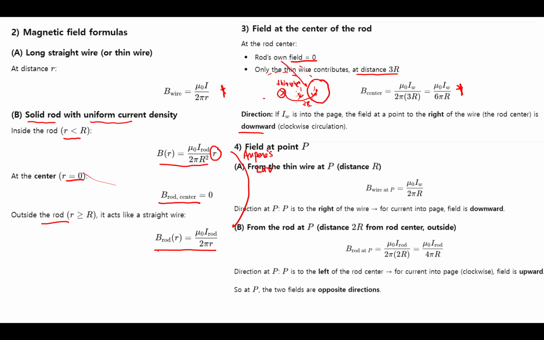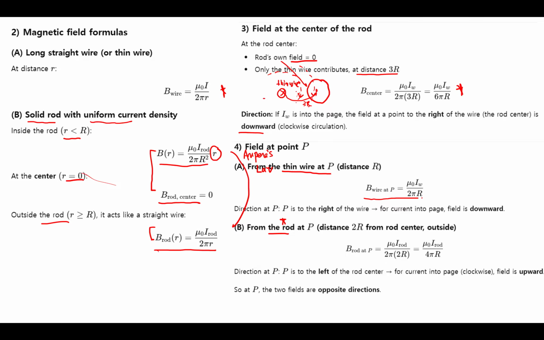And now the field at point P has two contributions: the thin wire and the rod. Note that point P is outside the rod. Okay, that's the key point. In contrast to the center, which is inside the rod, we have two different formulas for the inside and outside. So we have two contributions at P.